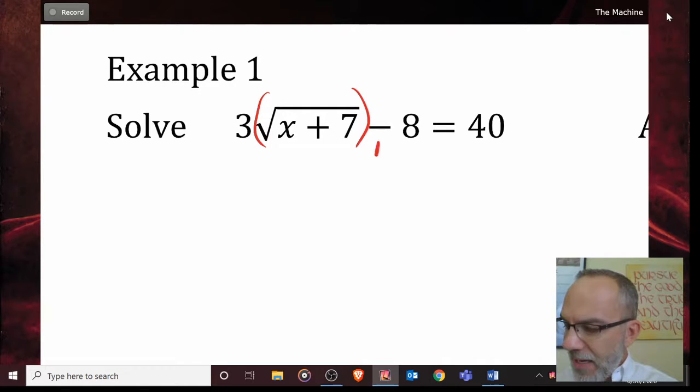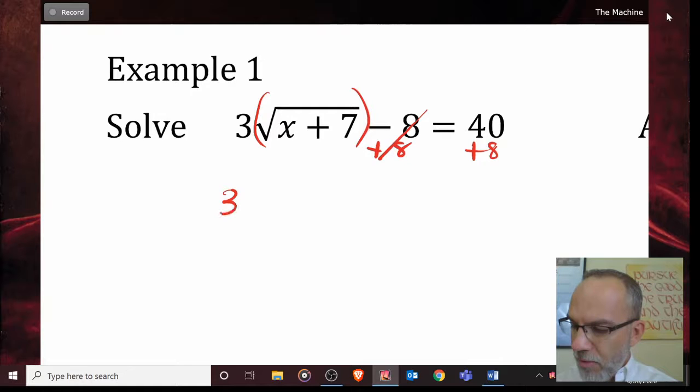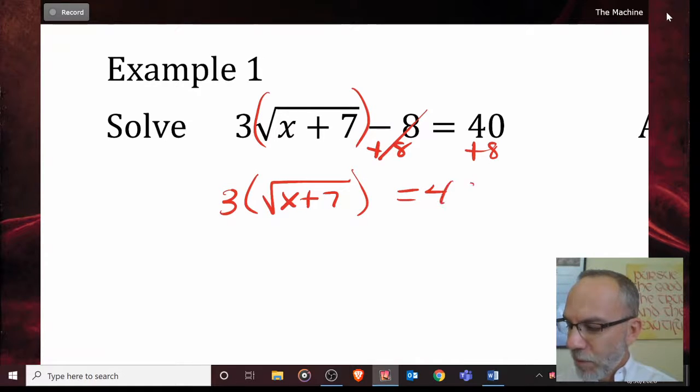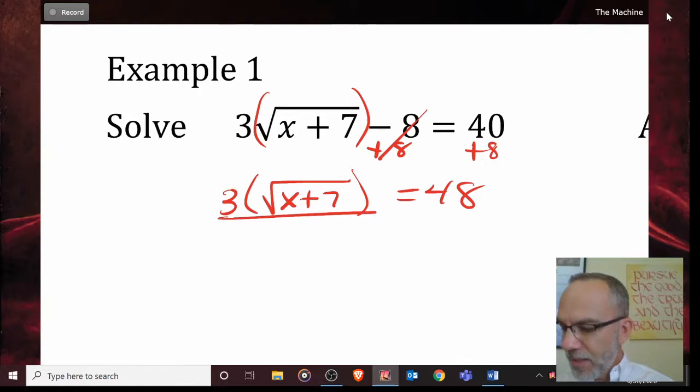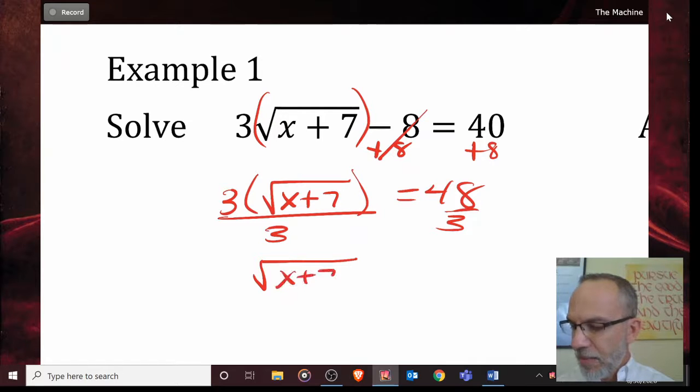So let me add 8 to both sides, plus 8. Didn't we just do this a minute ago? Yes, we did. 3 times the group of the square root of x plus 7 is equal to 48. Now, you don't have to put parentheses around there. I'm packaging it for you so that you're aware consciously of the package. Okay. Then divide this side by 3 and divide that side by 3, and I get the square root of, I'll drop the parentheses now, x plus 7 is equal to 16.